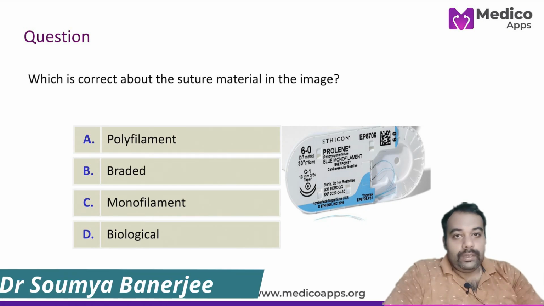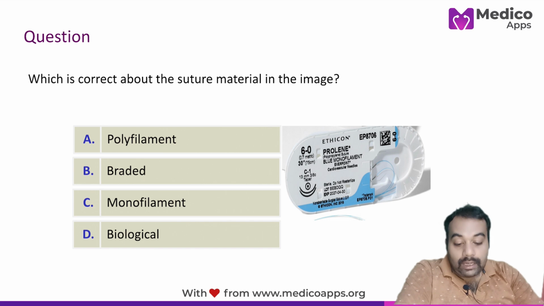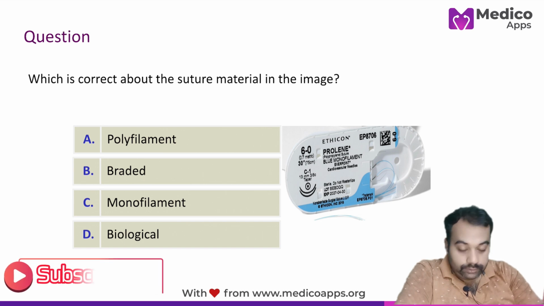Okay, so let's take the next question. Our next question is, which is correct about the suture material in this image? The options are polyfilament, braided, monofilament, and biological.